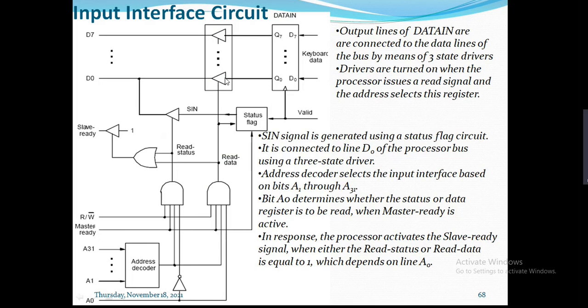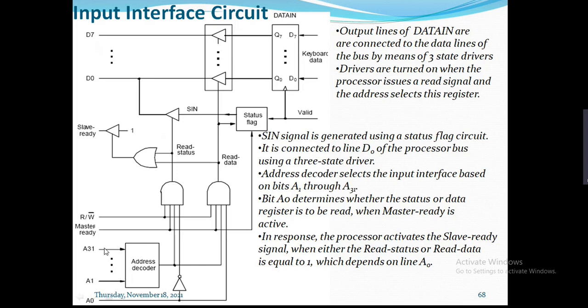3-state drivers get the data from the keyboard, and that is sent to the bus output lines. How many output lines have I specified here? D0 to D7. You can also see there is a status flag. Whenever a key is pressed, it has to activate the valid signal. Correspondingly, it is going to set the SIN flag to 1. The SIN flag is set to 1.